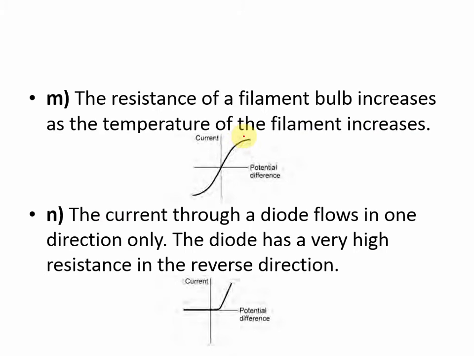So getting back to current voltage graphs, this is a current voltage graph for a filament lamp, and this is a current voltage graph for a diode. Diodes have very high resistance in one direction, therefore they don't get a current, so they only allow current to flow one way. So high resistance in this direction, no current, low resistance in this direction, therefore they have a current. Filament lamps have this graph.